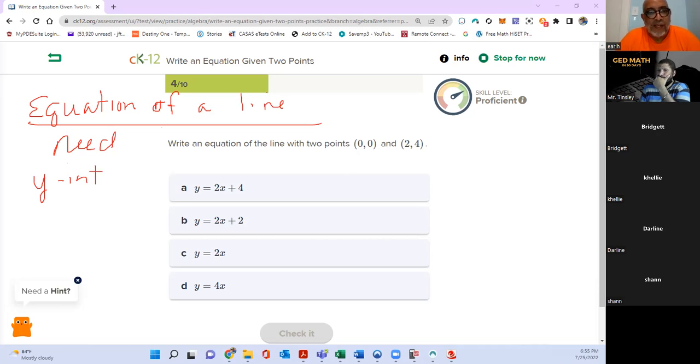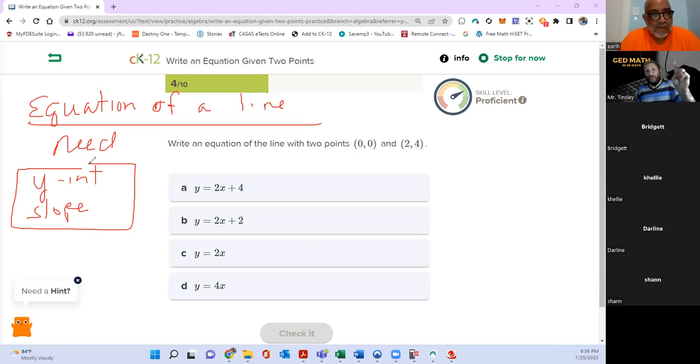You need a slope and the y-intercept. That's the first thing: when they ask you for the equation of a line, I need 2 things. I need the slope and the y-intercept. First of all, do I know how to find the slope from 2 points? Yes. x1, y1, x2, y2. m equals y2 minus y1 over x2 minus x1.